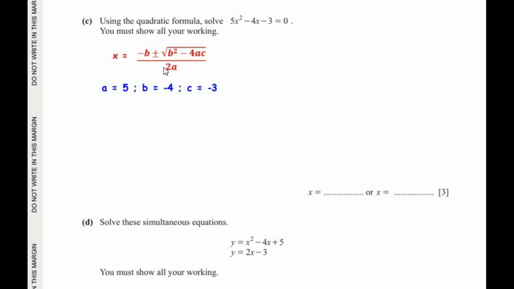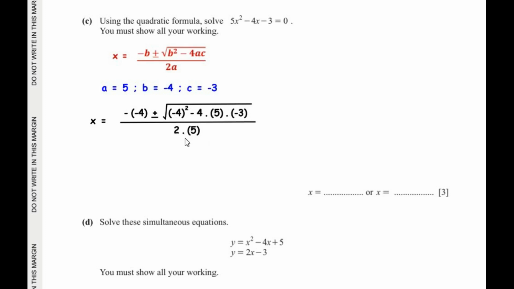Now in this formula, a represents the coefficient of x squared, b represents the coefficient of x and c represents the constant. So in this equation, a will be equal to 5, b will be equal to negative 4 and c will be equal to negative 3. Now once we have got the values of a, b and c, we are going to plug in these values in this formula. So here we get x is equal to minus b, which is minus of minus 4, plus or minus the square root of b squared, that is negative 4 squared, minus 4 times a, which is 5, and c, which is negative 3, over 2 times a, which is 5.